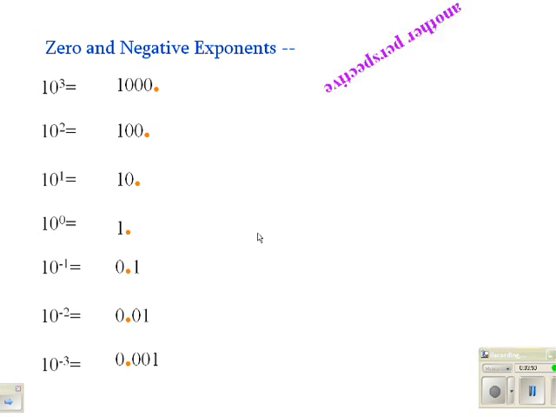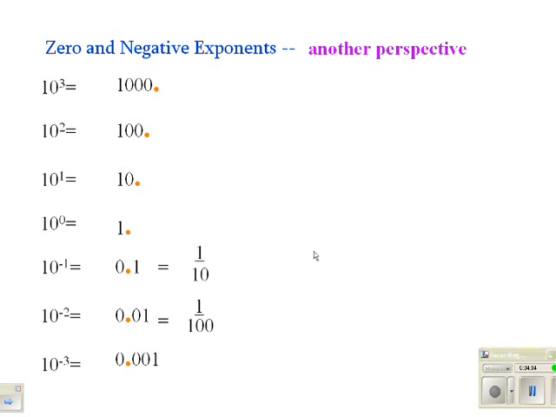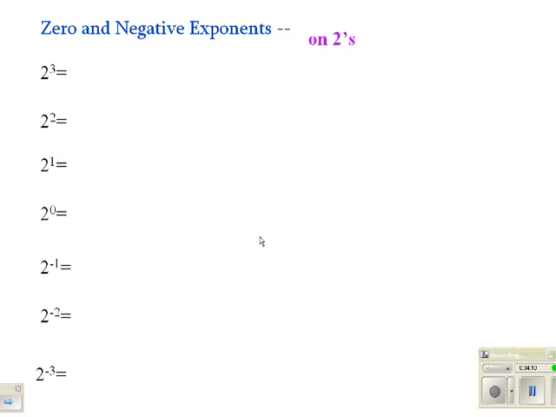And then there's another way of looking at these negative exponents. 1/10 is 1 over 10. Look, this number 10 is now in the denominator when it has a negative exponent. And this is 1 over 10 times 10, or 100. And this is 1 over 10 times 10 times 10, which is 1,000.